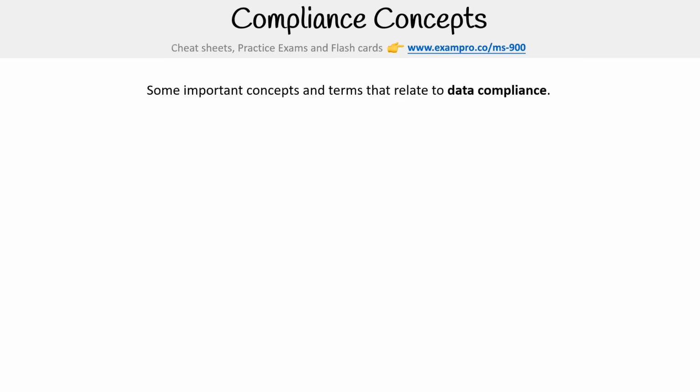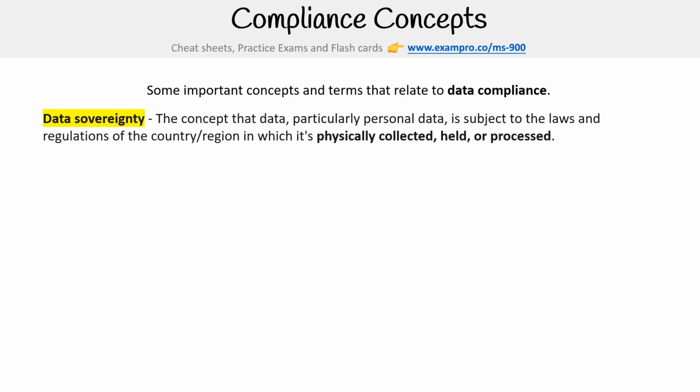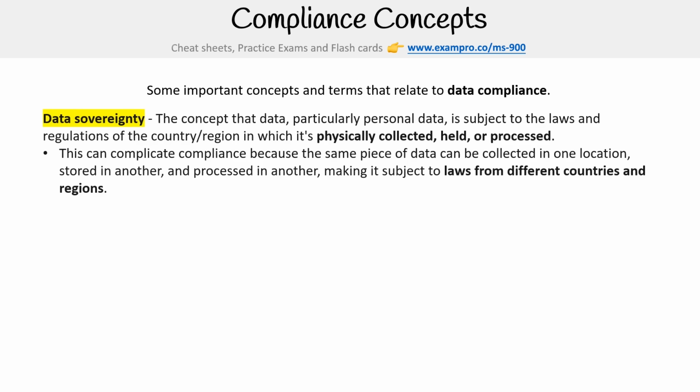So, here are some important concepts and terms that relate to data compliance that you may need to know. Data sovereignty is the concept that data, particularly personal data, is subject to the laws and regulations of the country or region in which it's physically collected, held, or processed. This can complicate compliance because the same piece of data can be collected in one location, stored in another, and processed in another, making it subject to laws from different countries and regions.